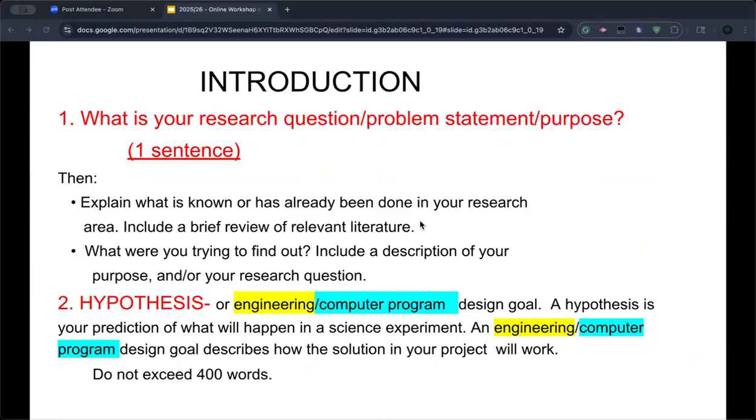And then you want to say what you were trying to find out and include a description of your purpose or your research question. And then after that, you want to have a hypothesis, which for science projects is a prediction of what will happen in your research or your experiment, and is slightly different for engineering and computer programs. For engineering or computer programs, it is like a design goal that describes how the solution in your project will work. And then this hypothesis should not exceed 400 words.